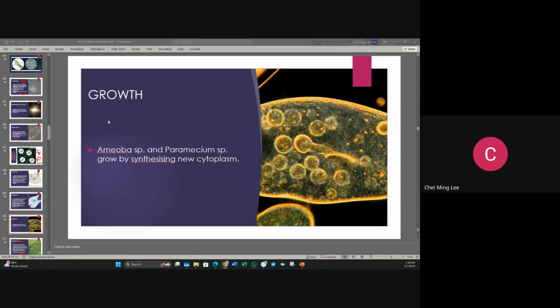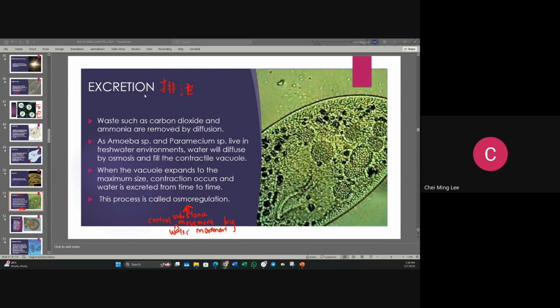Yeah. Now let's continue. Excretion. Excretion is the removal of waste products. The waste like carbon dioxide and ammonia are removed by simple diffusion, meaning that they just seep out from the cell. As Amoeba sp. and Paramecium sp. live in a freshwater environment, water will diffuse in by osmosis. Osmosis is the process of water going into the cell. Only water is called osmosis.